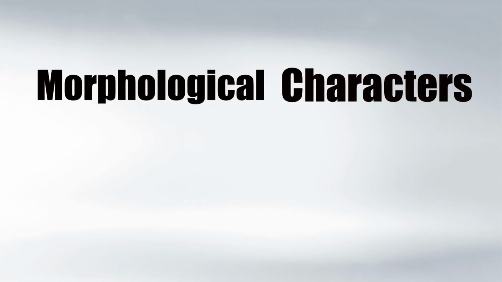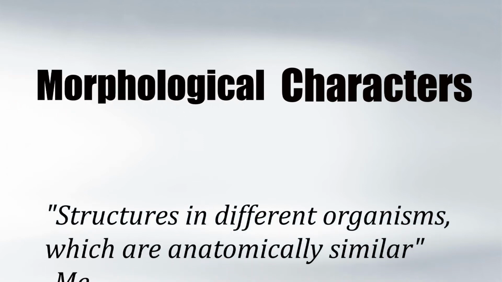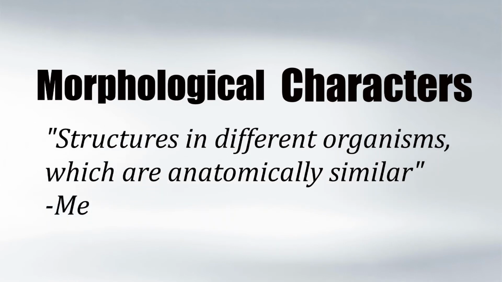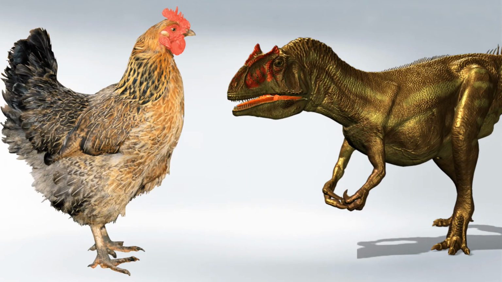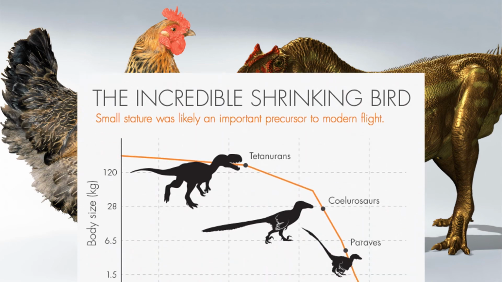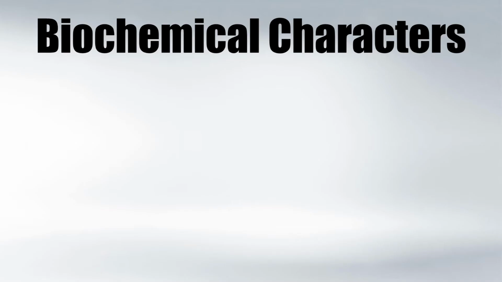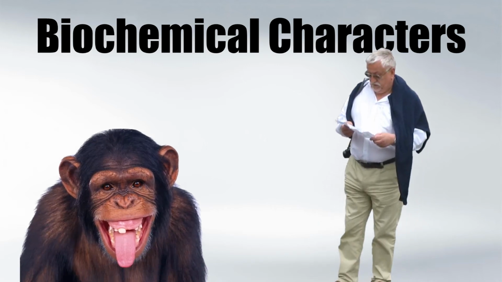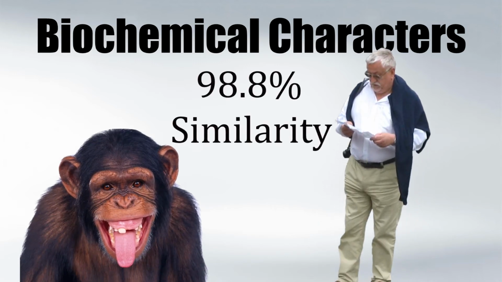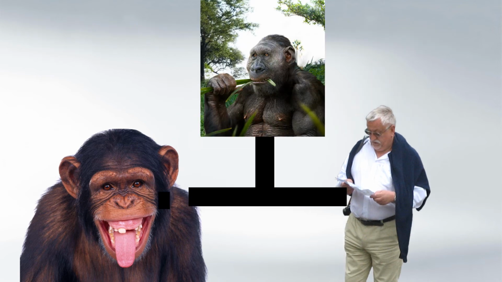Now these traits can also be called characters, more specifically, morphological characters, which are structures in different organisms which are anatomically similar. For example, birds and dinosaurs have many shared morphological characters. For shared genetic sequences, it's called biochemical characters. For example, humans and chimpanzees have 98.8% similar DNA, indicating a very close common ancestor.